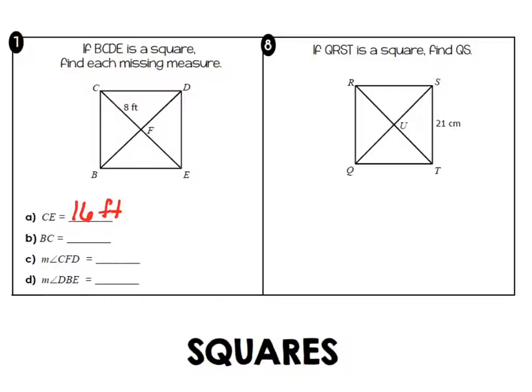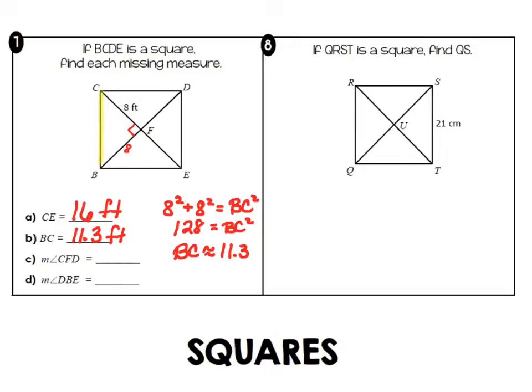BC, this one is not as easily noted here, folks. You have to use Pythagorean's theorem because you're only given one piece of the puzzle, and that's a diagonal, and that side does not equal this side. So we know that each of these two sides equal 8, and 8, take the square root, is 11.3, so that's approximately.